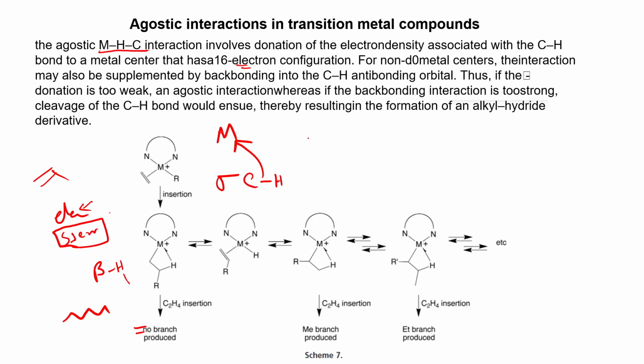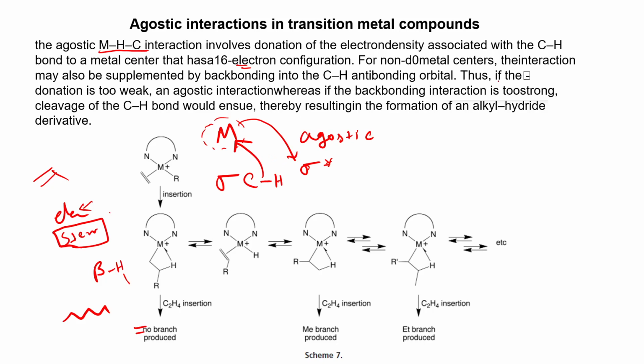This agostic effect can be supplemented by back donation. Now, your metal having electron density can donate to the sigma star of that carbon-hydrogen bond. So again, that's synergistic, which we have seen for pi complexes, and for sigma complexes again it can be seen.